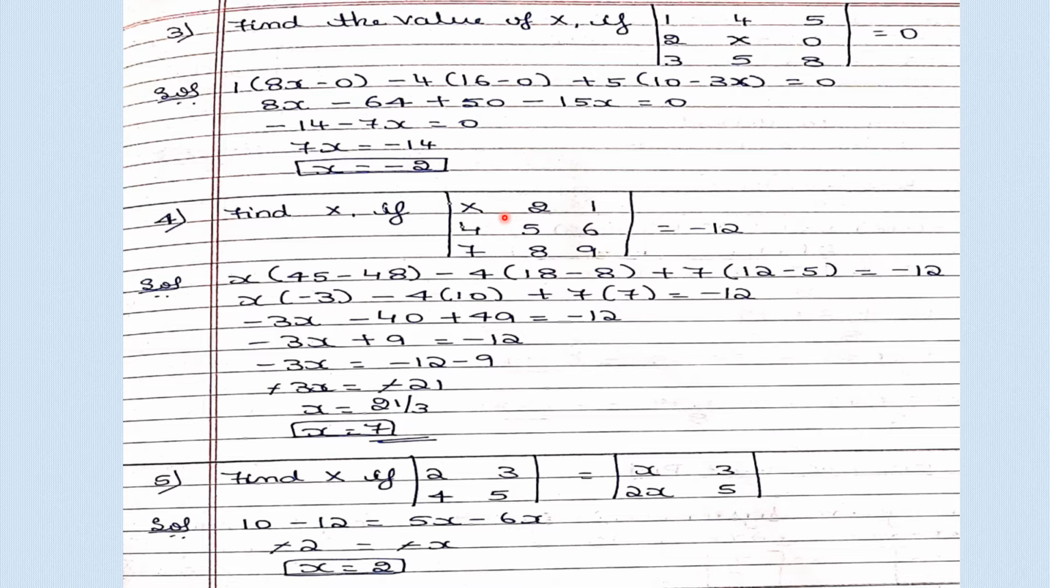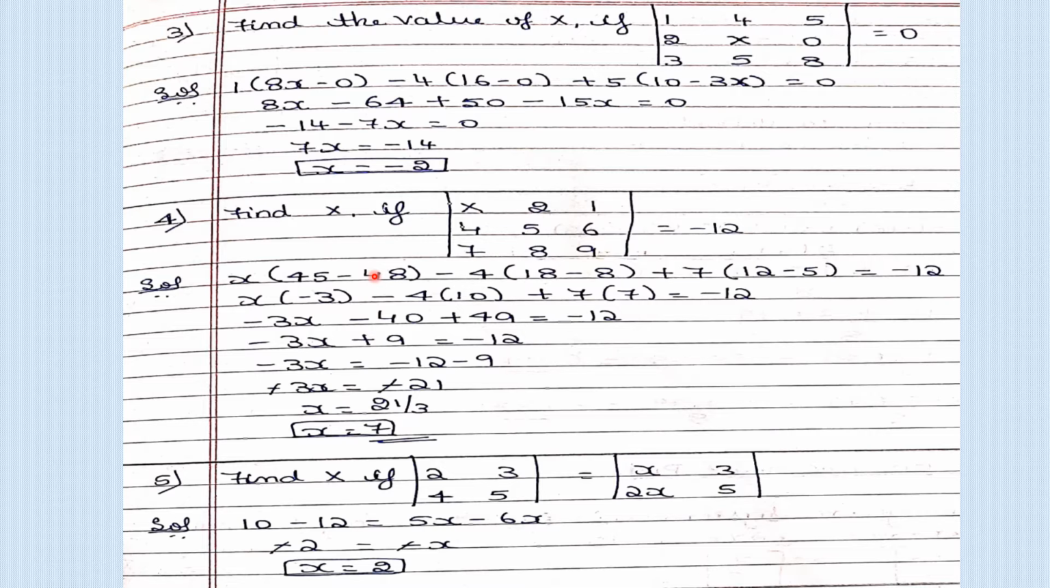So once again this is the same problem. In the previous problem, that is the third problem, we took the row and we calculated the x value. So here, for a better understanding, we have taken the column, that is x, minus 4 and 7. Then we have cancelled the corresponding row and column and we have found out the x value. So it's very simple.